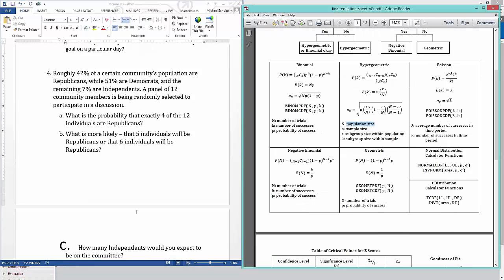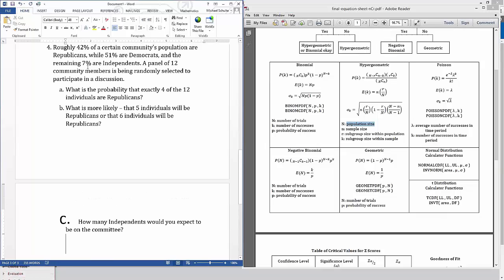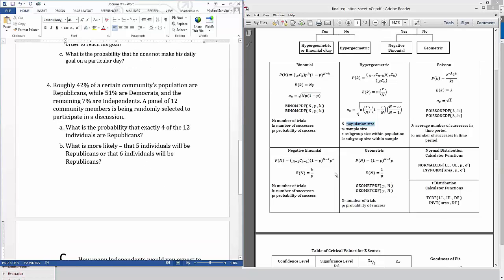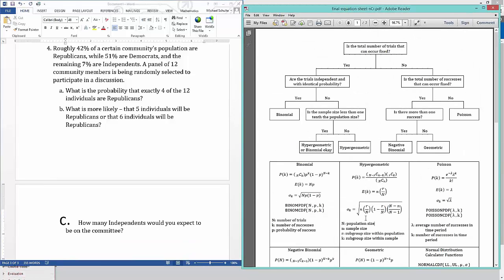And then down here we ask how many independents you would expect on the committee. Again, 7% is our probability of success for independents, with 12 trials. So we would expect maybe 1, right? 0.96 independents is our expected number. So this is binomial, although if we follow our flowchart, we could easily select hypergeometric, but we can't use it because we just don't know those population sizes. So that's another place where it's often tricky.